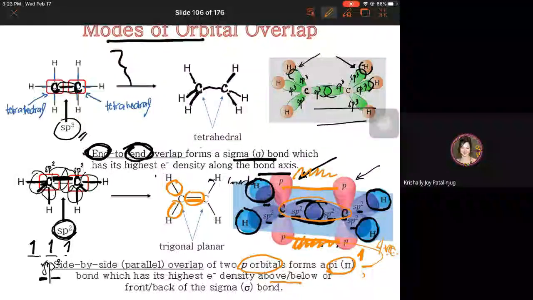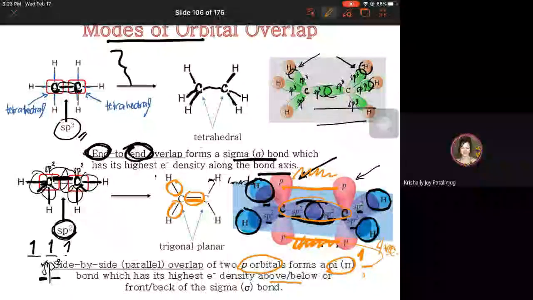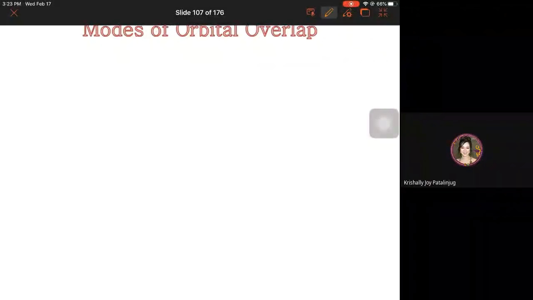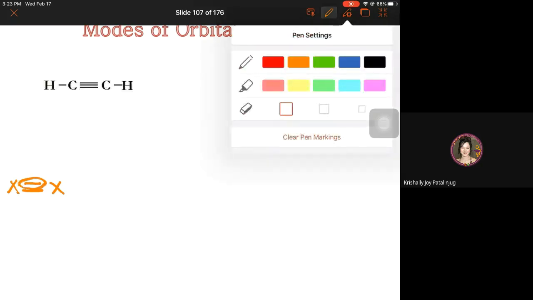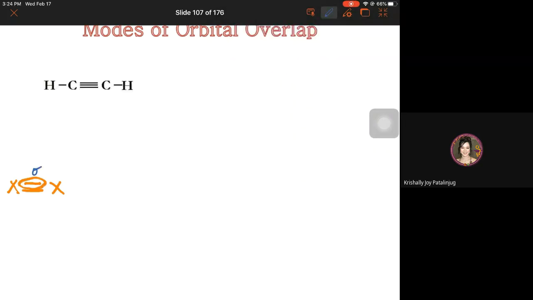Alright? So, side by side ulit, pi bond. Alright? So, ito yung tandaan nyo. Kapag in a covalent molecule, nakakita ka ng double bond that connects two atoms, yung first bond na yan is a sigma bond. Yung second bond sa double bond is a pi bond.